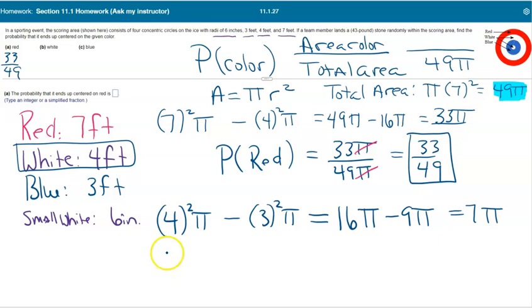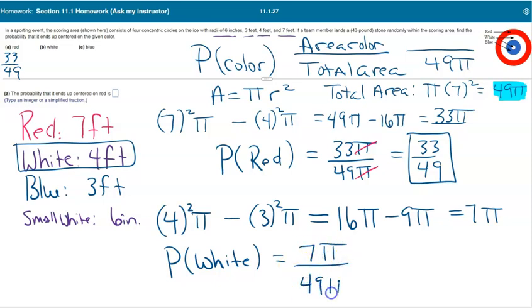Now, the probability of white is going to be the area of the white divided by the original area of the entire figure. The pi's cancel. 7 divided by 49 is 1/7. So the area, back up. I messed that up. I'm not finished, right? You know why I'm not finished? Because there's also white in the center.